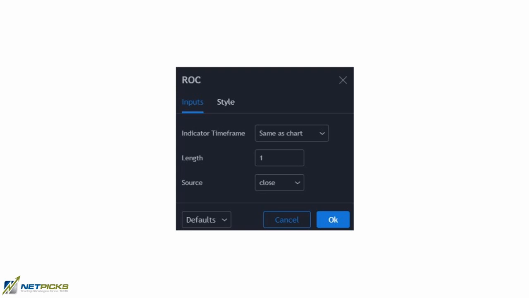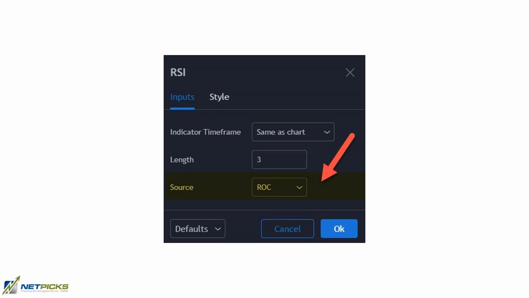The next indicator to take a look at is the RSI. It's the Relative Strength Index. And we're going to use a period of 3. And the source for this indicator will be from the ROC indicator, okay, from the rate of change indicator. So you're going to need a charting package that allows you to use the output of one trading indicator as the source for another. In this example, we're using TradingView.